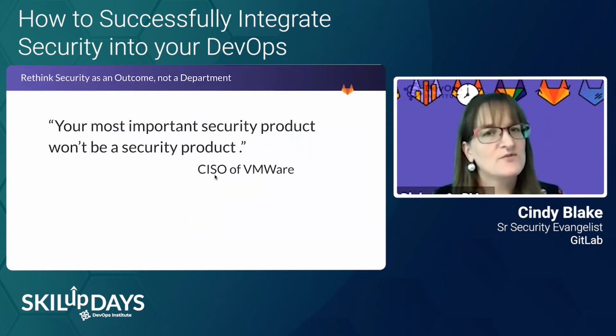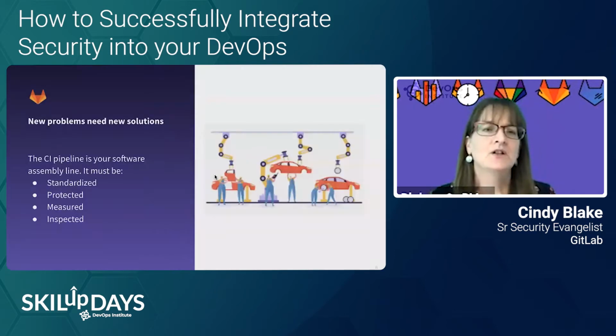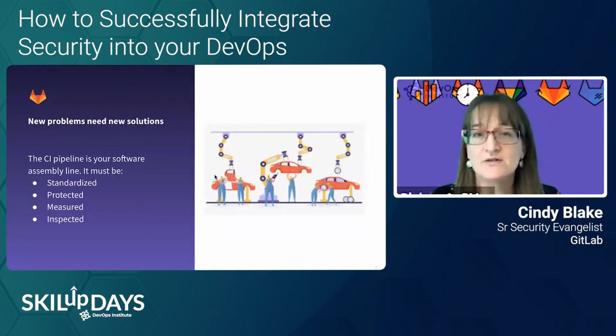And so what's required is you've got to think out of the box. I love this quote. This was from a couple years ago at RSA, where the CISO of VMware was a keynote speaker. And he said, your most important security product won't be a security product. It was very insightful for the time and certainly rings true today.